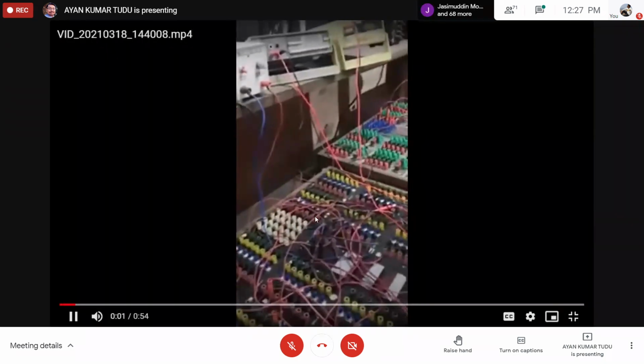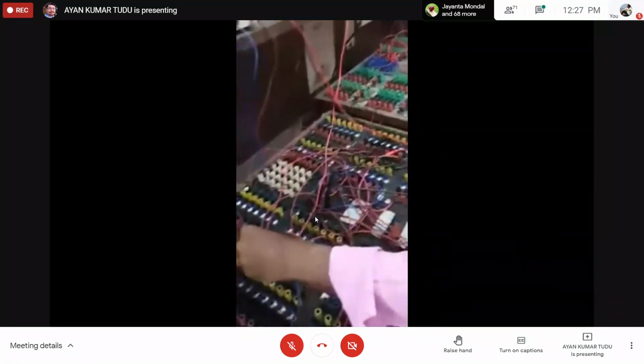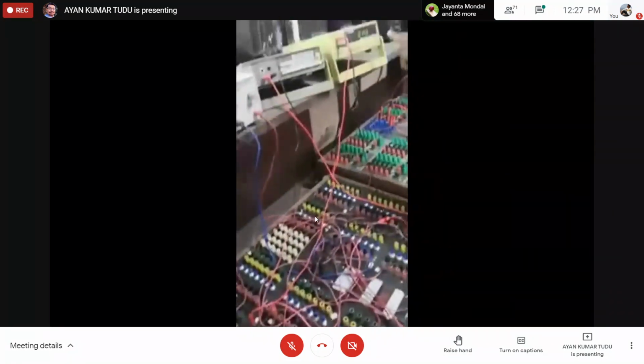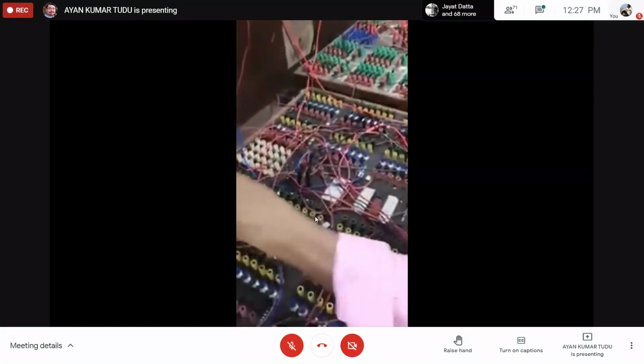Okay. In the third one also we'll be measuring the voltages first. So VPA, then we'll be measuring VPB.